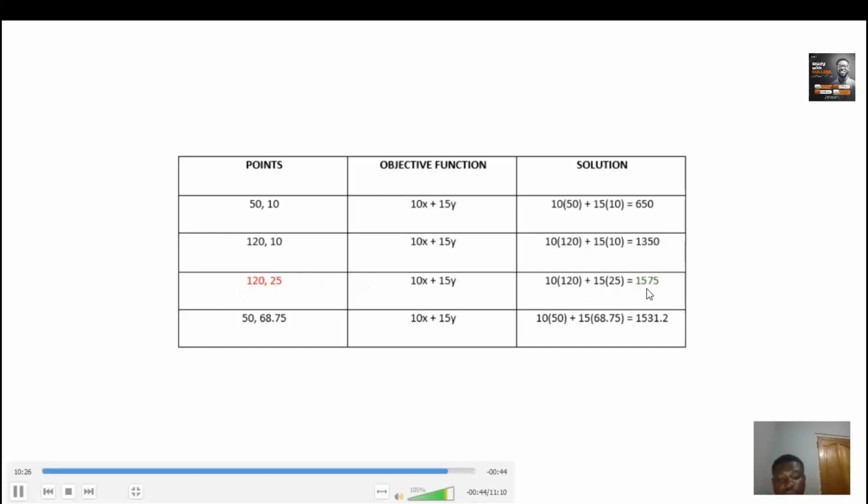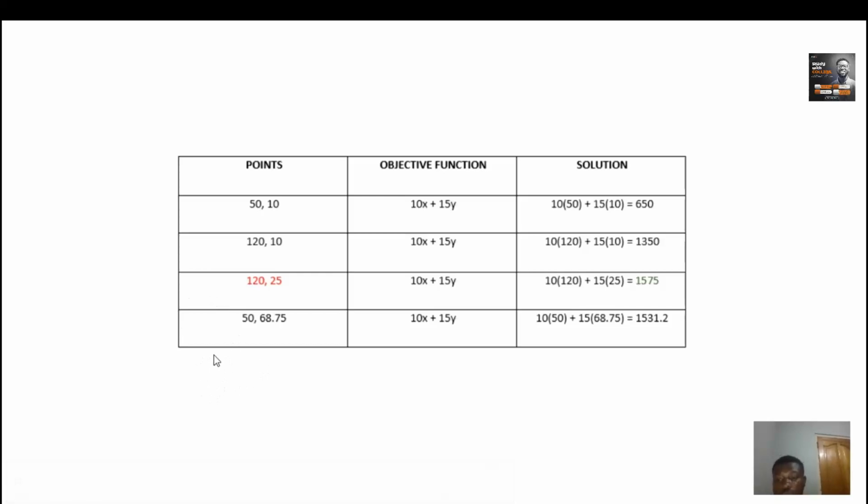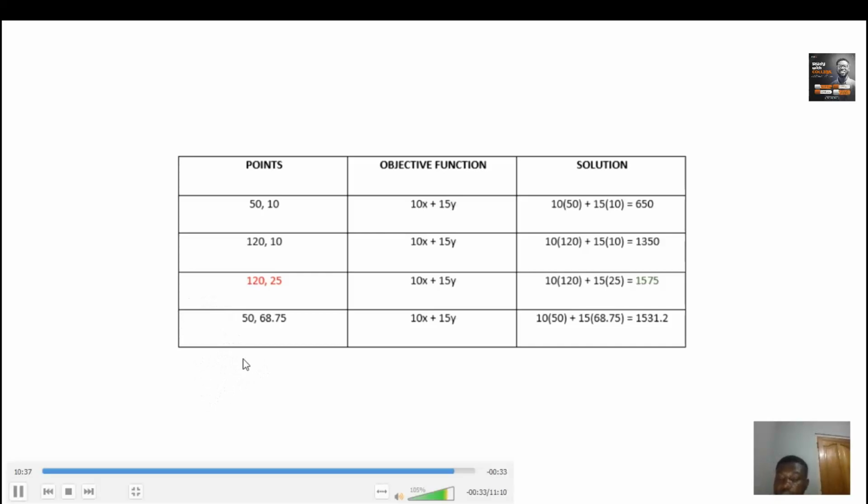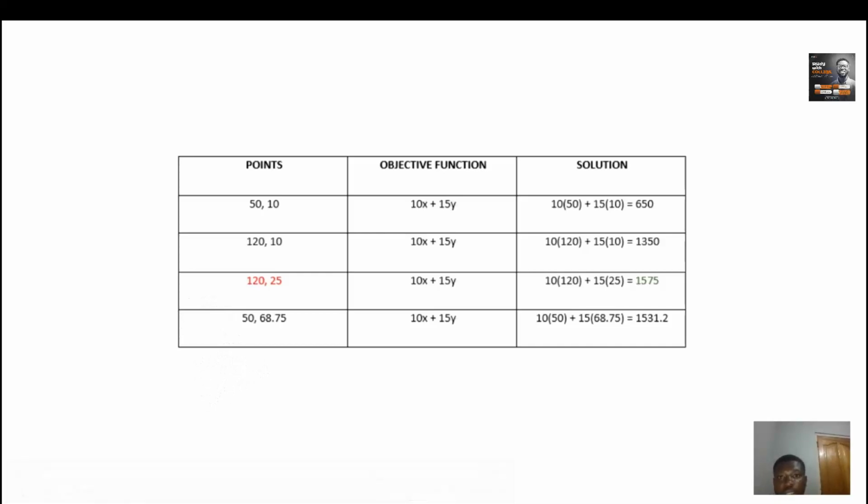120 and 25 gave the highest value. So we can conclude by saying the company must sell 120 of x and 25 of y in order to achieve a maximum profit.